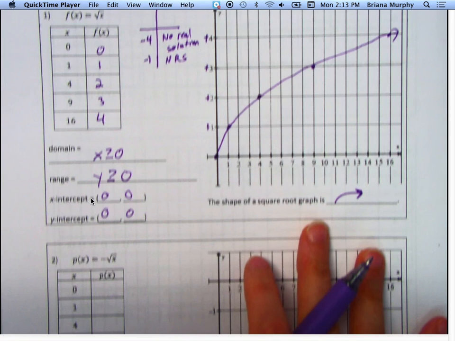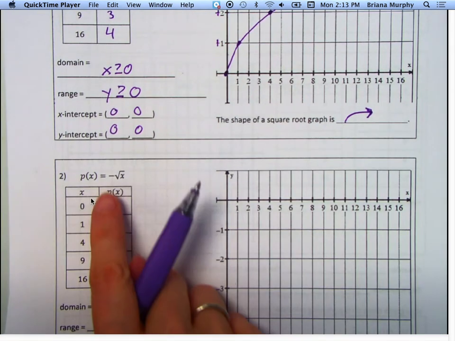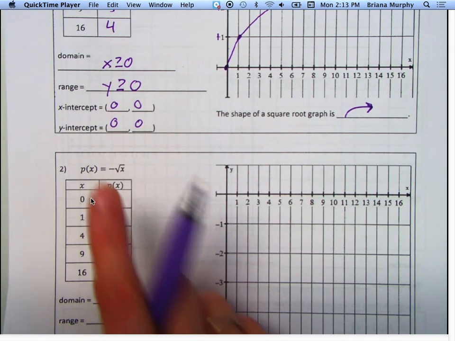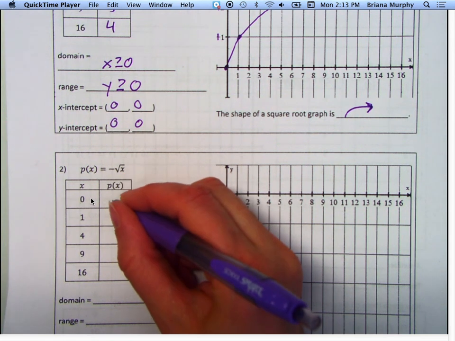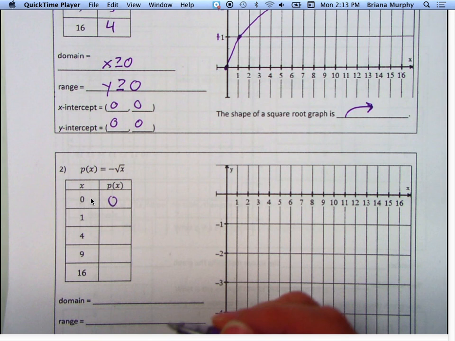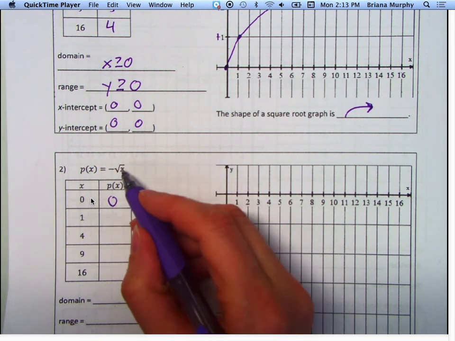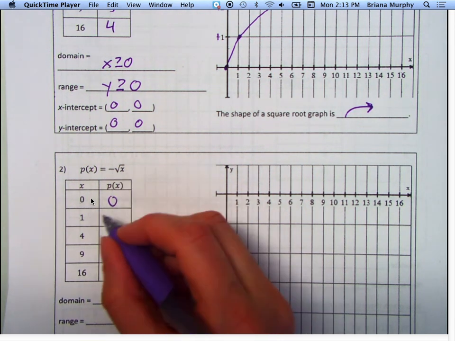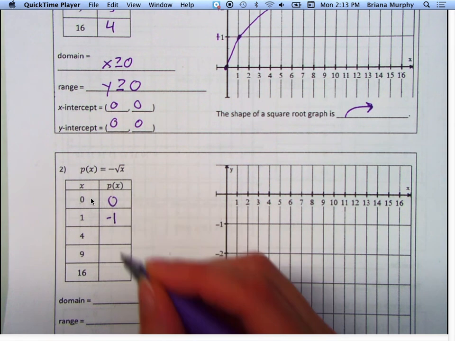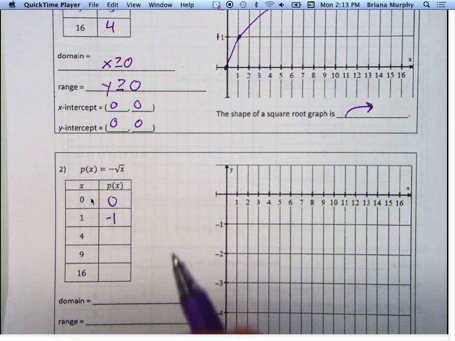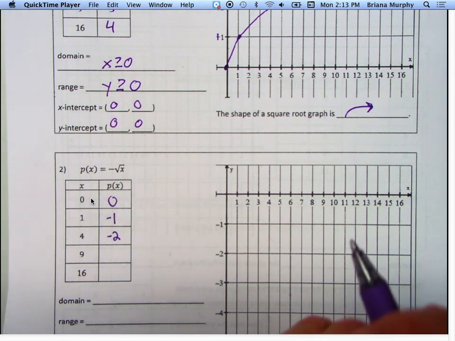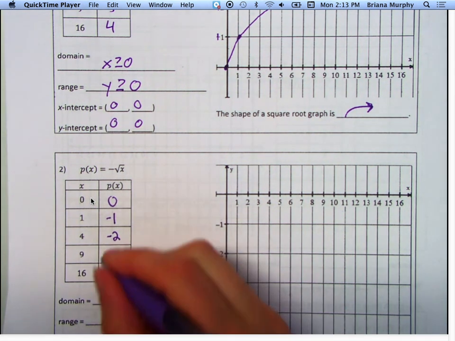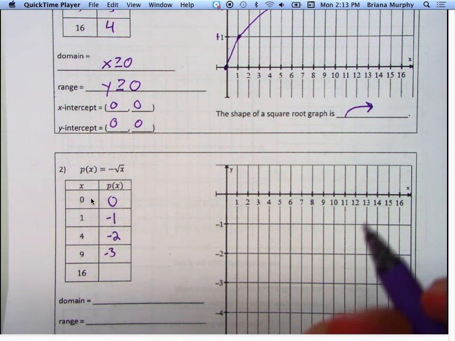So let's talk about 2. What did I throw in front of the 2? A negative. So the square root of 0 is still 0. The square root of 1 is 1, and then we times it by a negative, so it's negative 1. Square root of 4 is 2, put a negative in front of it. Square root of 9 is 3, so we put a negative in front of it. Square root of 16 is 4.